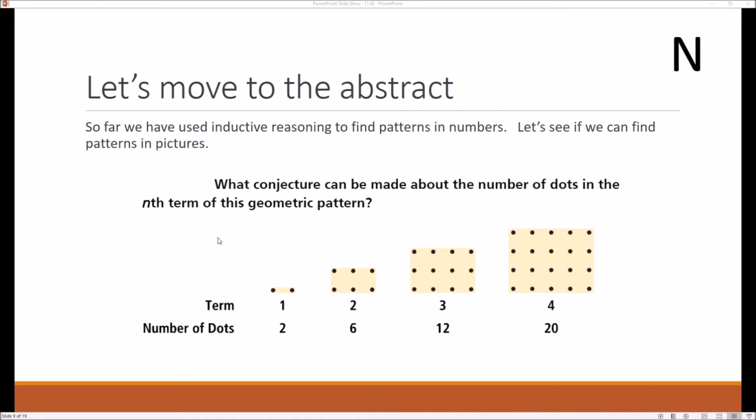So, what conjecture can be made about the number of dots in the nth term of this geometric pattern? So, for my first term, I have 2 dots. For my second term, I have 6 dots. For my third term, I have 12 dots. For my fourth term, I have 20 dots.